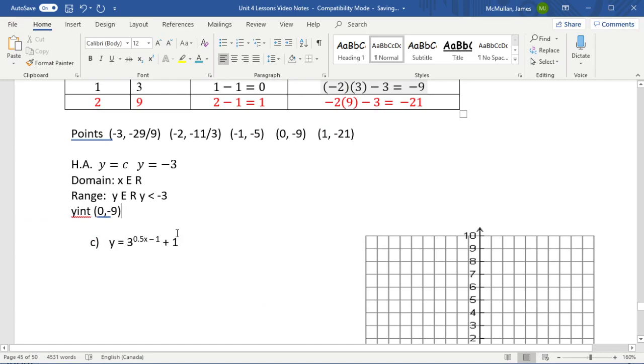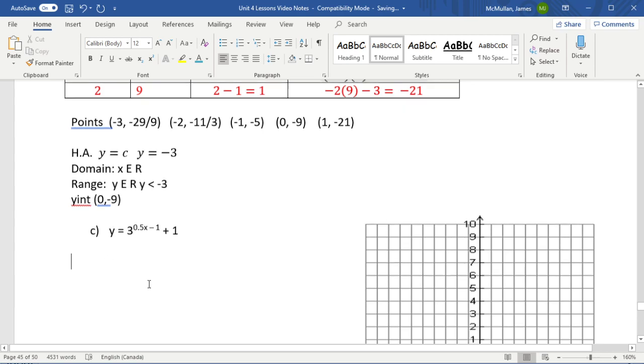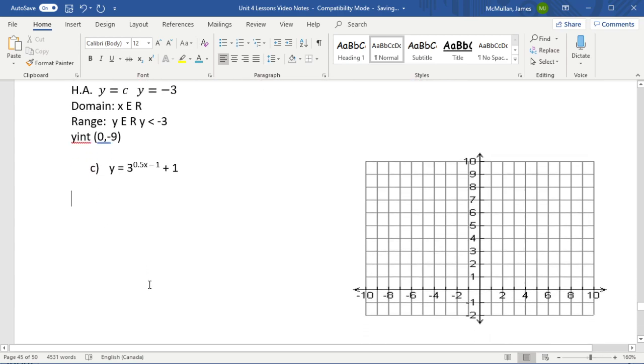So I'm going to get you started on C, but I'm not going to do it. You can do it and check it on GeoGebra. If you have problems, raise them, ask me. Let's go through this one quickly.